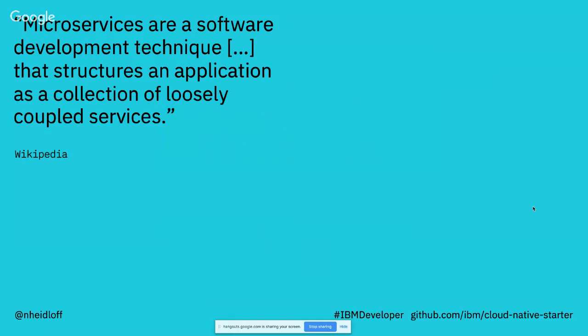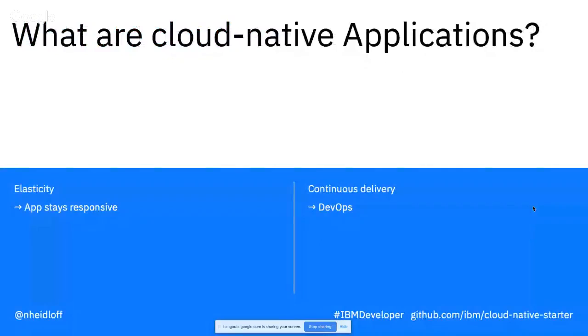I assume that all of you have heard about microservices and cloud native, so I don't want to do a long introduction. Just very quickly, this is the definition of microservices from Wikipedia, and I think it's pretty good. It says microservices are a software development technique that structures an application as a collection of loosely coupled services. What that means is that you break down complex applications into simpler and smaller microservices. That technique is really the core for cloud native.